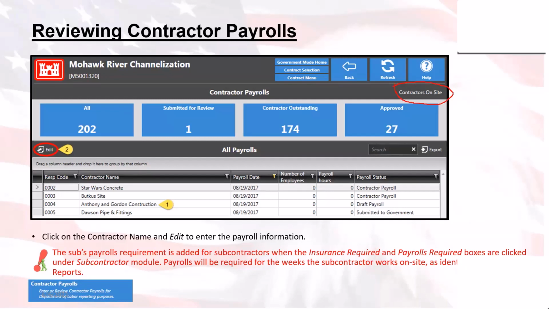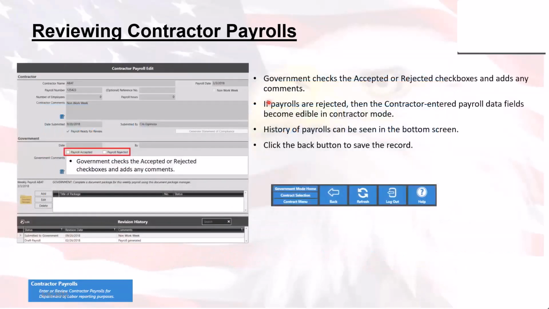And once it's been submitted, the government needs to approve it or send it back for corrections if it doesn't quite work out right. You know, so depending on how it works. But yeah, let's see here. We have reviewing contractor payrolls. This is what it looks like on the government side.